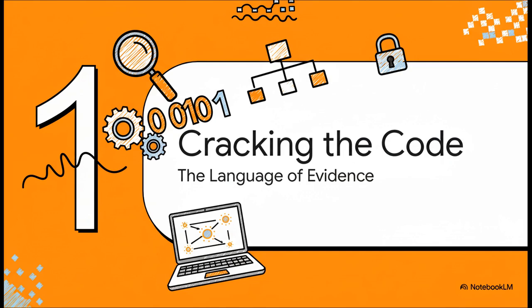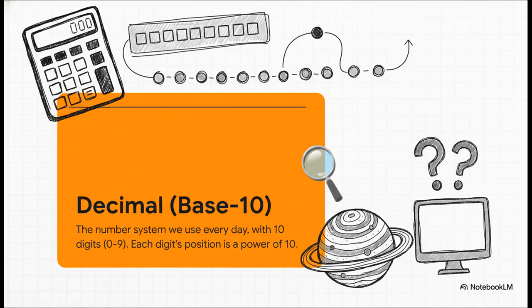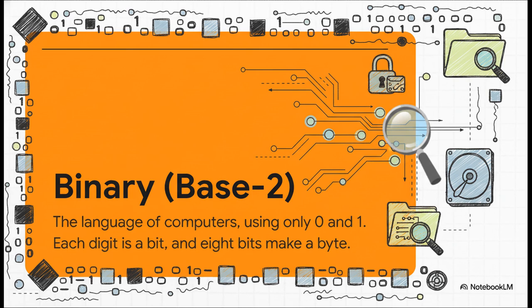They have to learn the language of the evidence itself, and that language, believe it or not, is all built on numbers. You and I, we think in decimal. We call it base 10. It's simple, right? 10 digits, 0 to 9. But that is not how computers think. They operate on a system that's way, way simpler. This right here, this is the computer's native tongue, binary or base 2.